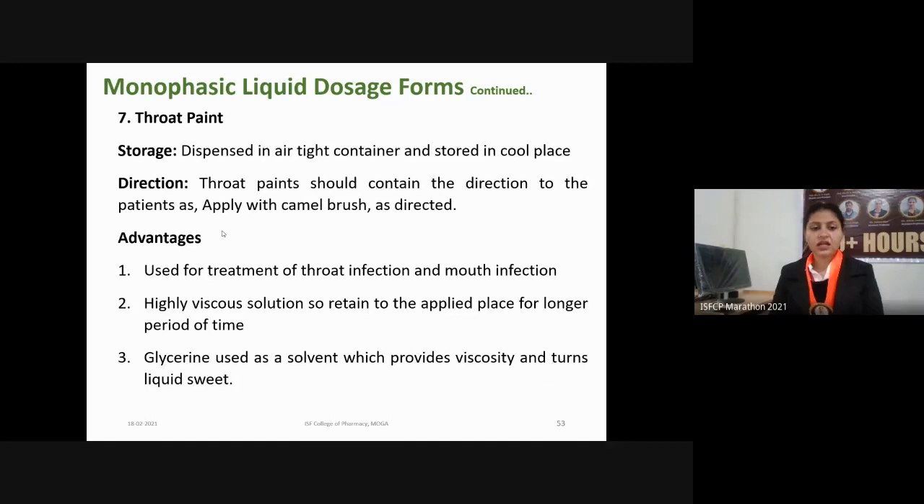Now, what are the advantages of throat paints? The first advantage is used for the treatment of throat infections and mouth infections. Throat paints are highly viscous solutions, so retained at the applied place for a longer period of time. Because of their higher viscosity, we can retain them on a particular site for a longer period of time. Glycerine is used as a solvent which provides viscosity and tastes sweet.